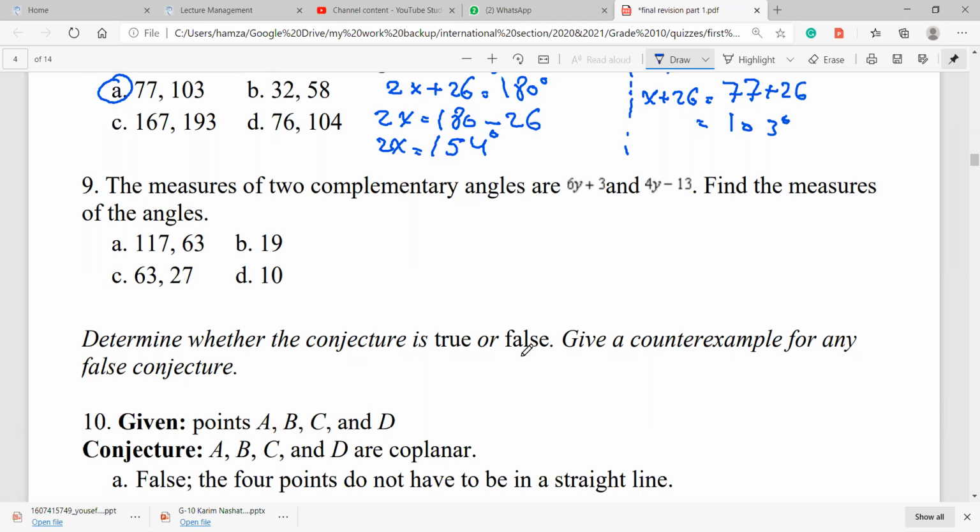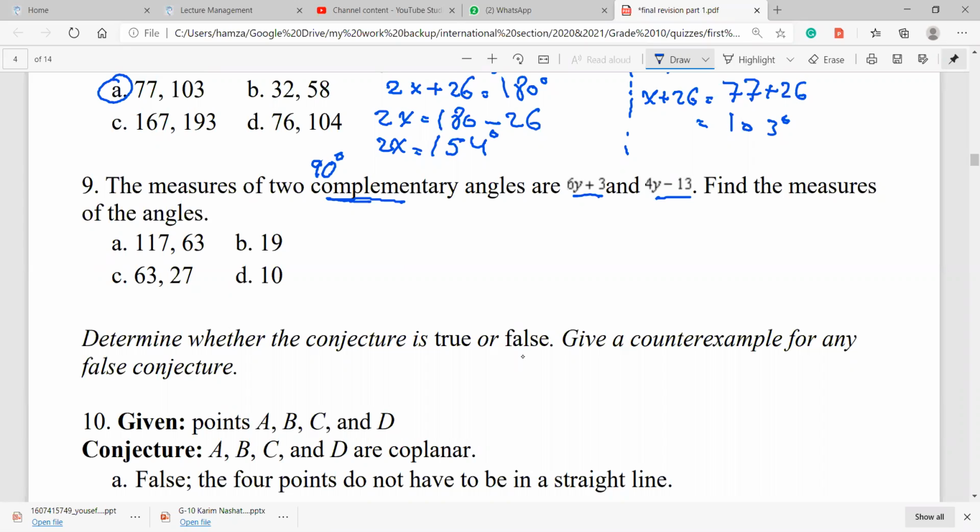Okay, guys? The measure of the two complementary angles. What is the meaning of complementary, guys? Complementary means the sum is what? Their sum is 90 degrees. So the first angle is 6y plus 3. The second angle is 4y minus what? Minus 13. That means their sum is 90. So let's add them.